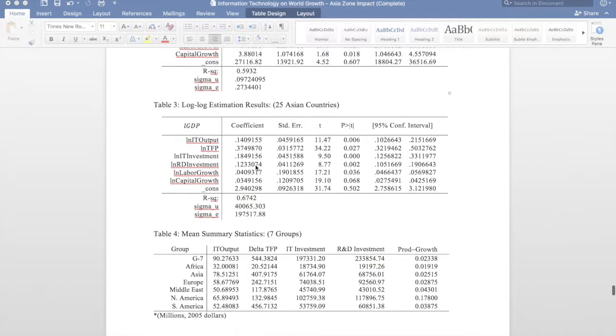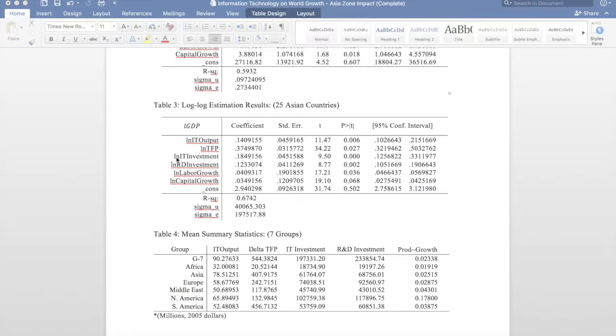And then after that I move on to the log estimation results. Again, this focuses on 25 Asian countries. As you can see here, this can be explained as: a 1 percent rise in IT output leads to 14% growth for GDP. The p-value is good, and the R square is good, as you can see here.